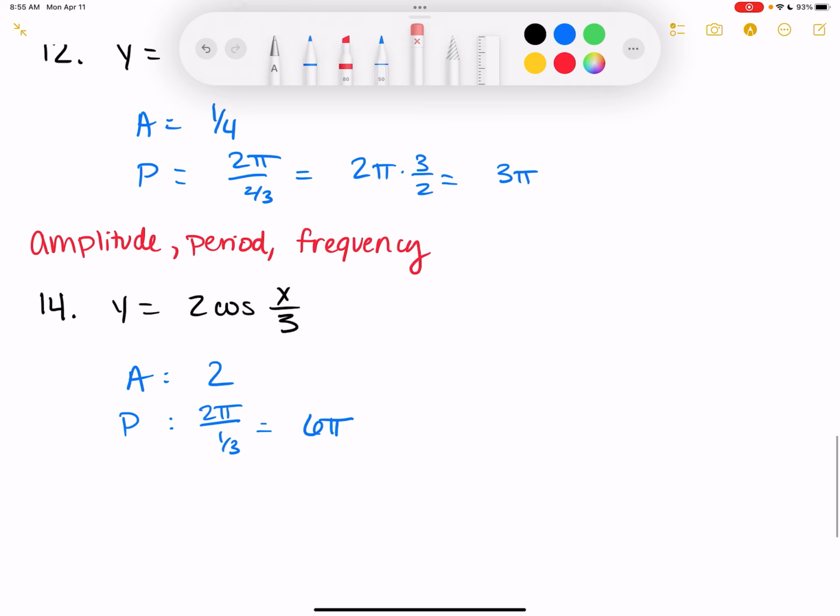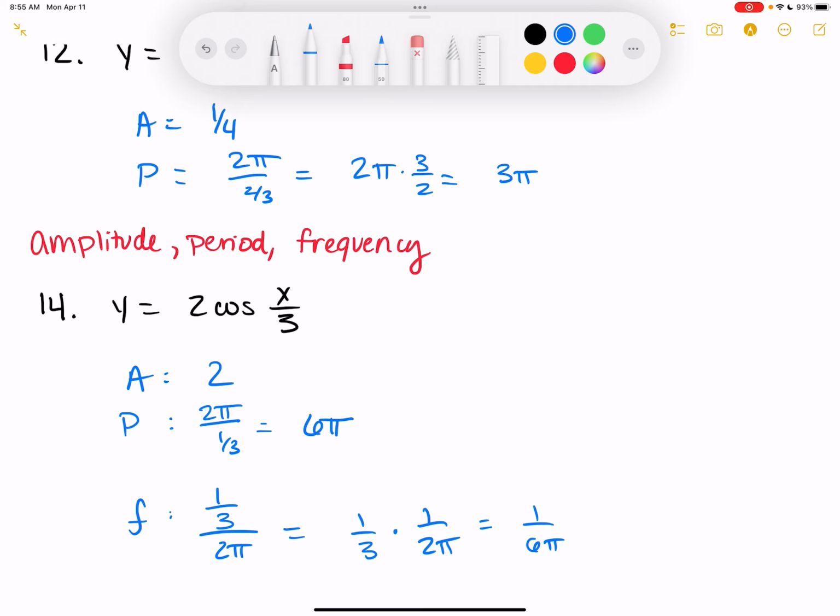Frequency, I don't even know what that is. It's the opposite of period. So you have 1/3 over 2 pi, which is 1/3 times 1 over 2 pi, which is going to be 1 over 6 pi.